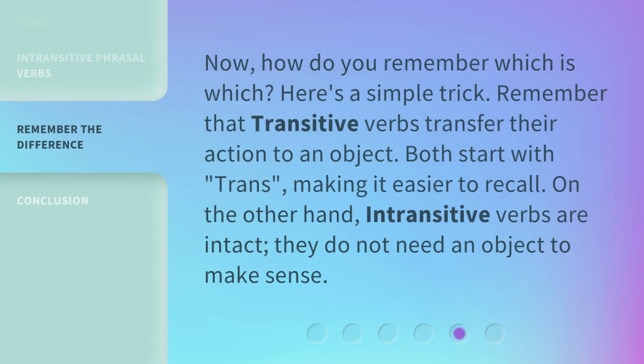Now, how do you remember which is which? Here's a simple trick. Remember that transitive verbs transfer their action to an object. Both start with trans, making it easier to recall. On the other hand, intransitive verbs are intact. They do not need an object to make sense.